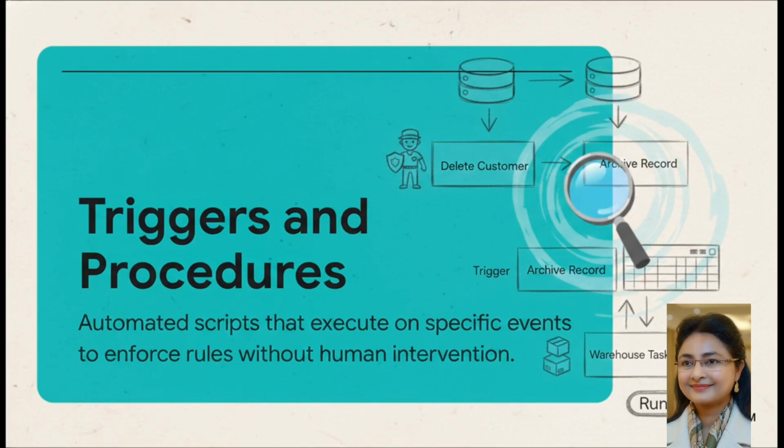a pre-written script. Imagine a rule that says, hey, if someone tries to delete a customer record, automatically save a backup copy into an archive table first. The user doesn't even have to remember to do it. The database just handles it automatically when the delete command is attempted. Similarly, procedures are these saved batches of SQL code that you can execute with just a single command to perform complex, multi-step warehouse tasks. They maintain absolute consistency without needing constant human oversight.